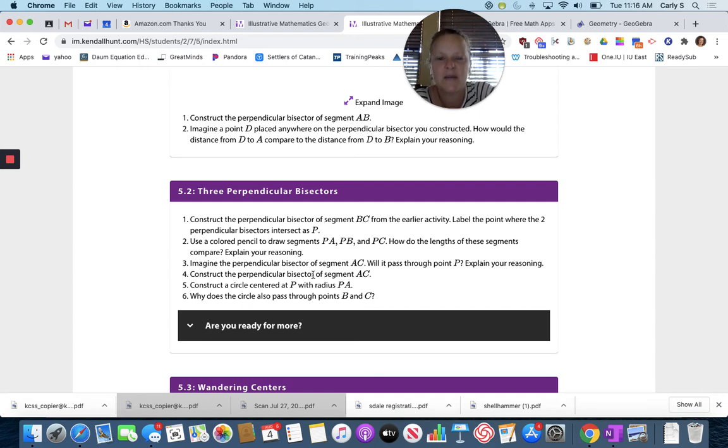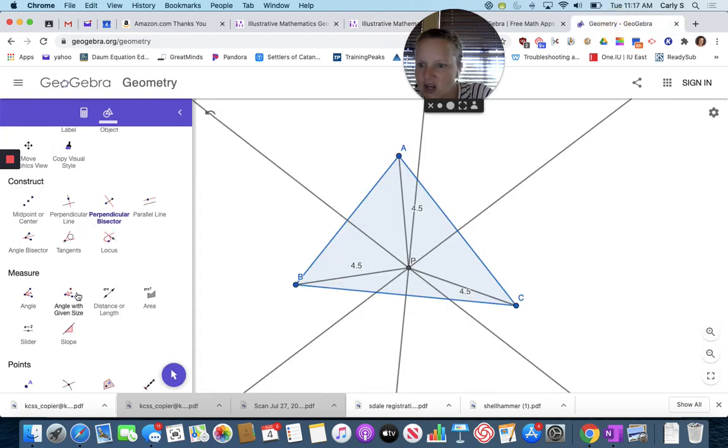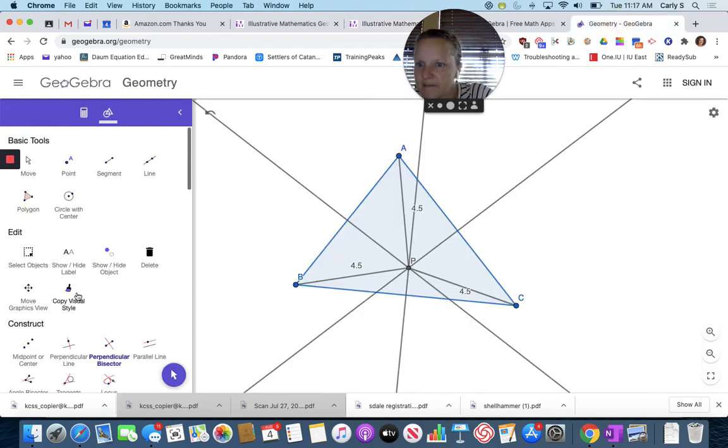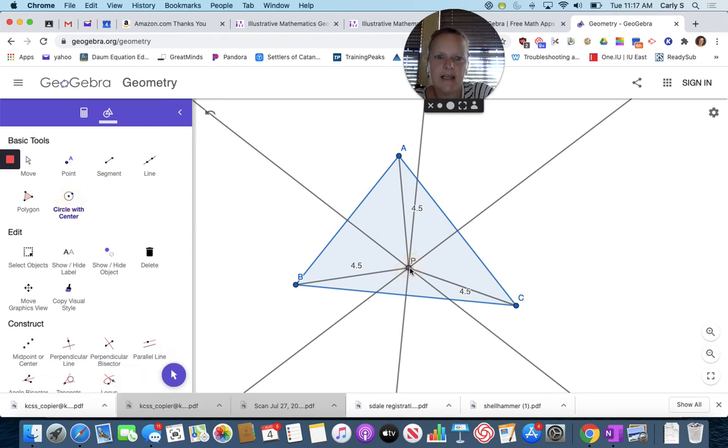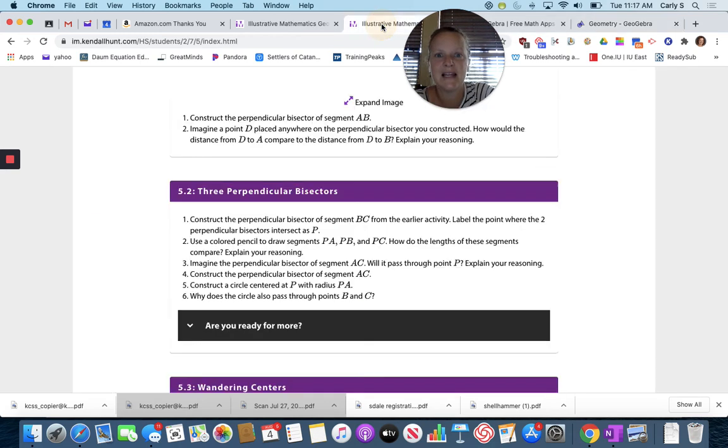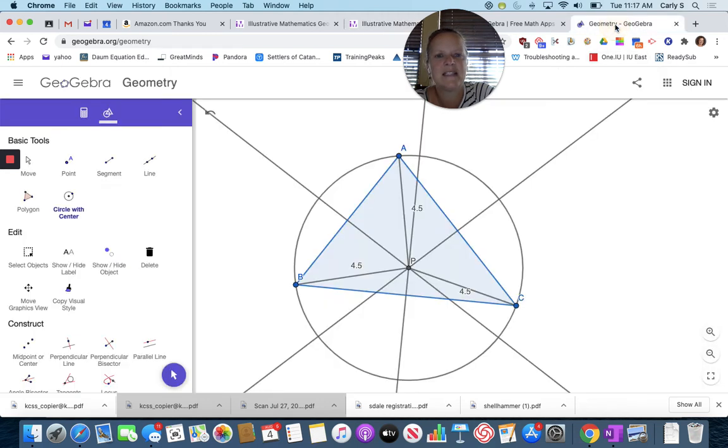Construct a perpendicular bisector of segment AC. Check. Construct a circle centered at P with radius PA. Circle with center P and radius PA. Oh my gosh, it goes through B and C too. That's amazing. Why does a circle also pass through points B and C?